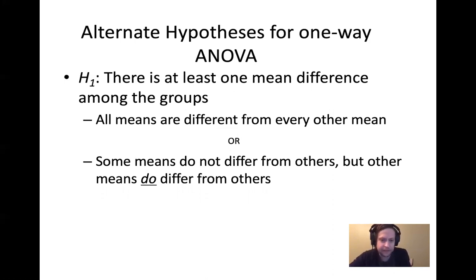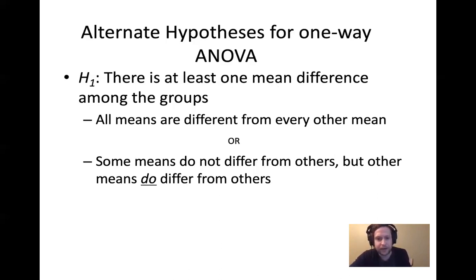Or that can mean some of the means differ from each other, but others do not differ. So it's possible, for instance, that mu1 does not equal mu2, but mu2 does equal mu3. That would be consistent with the research hypothesis. So the research hypothesis: there's at least one mean difference among the groups.